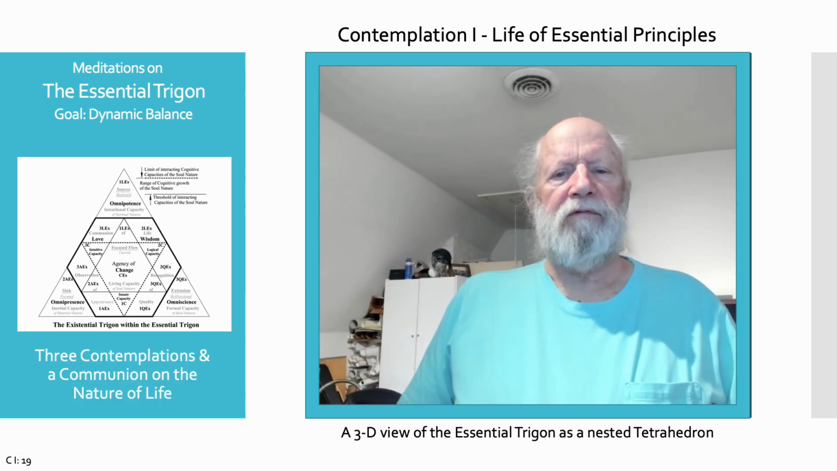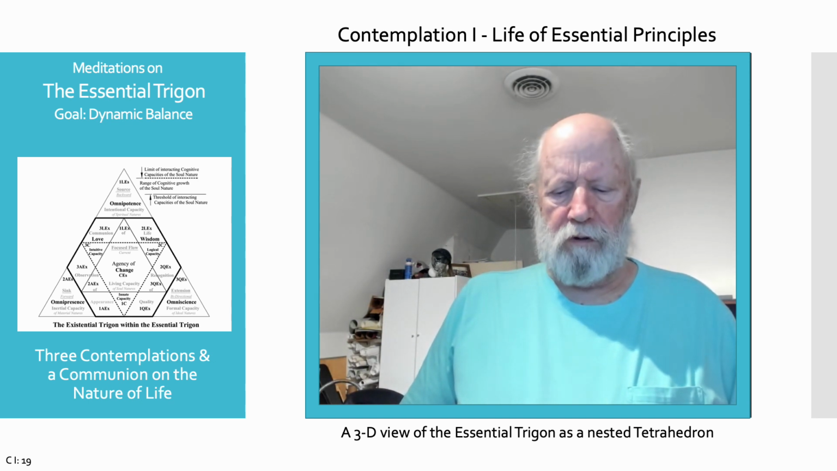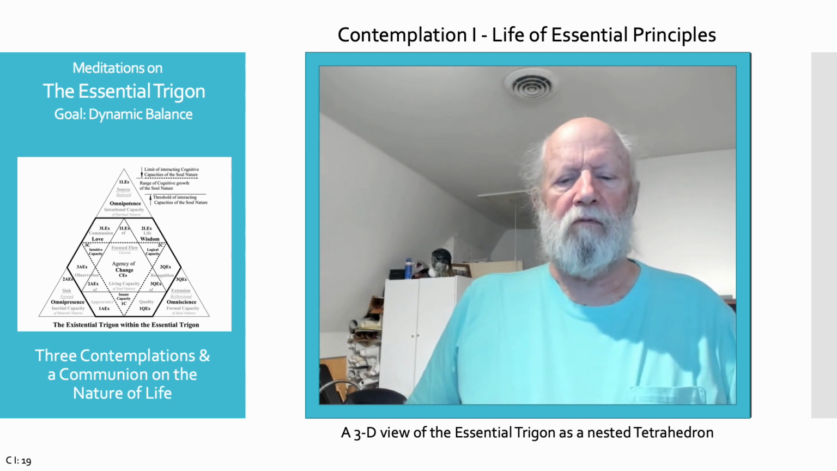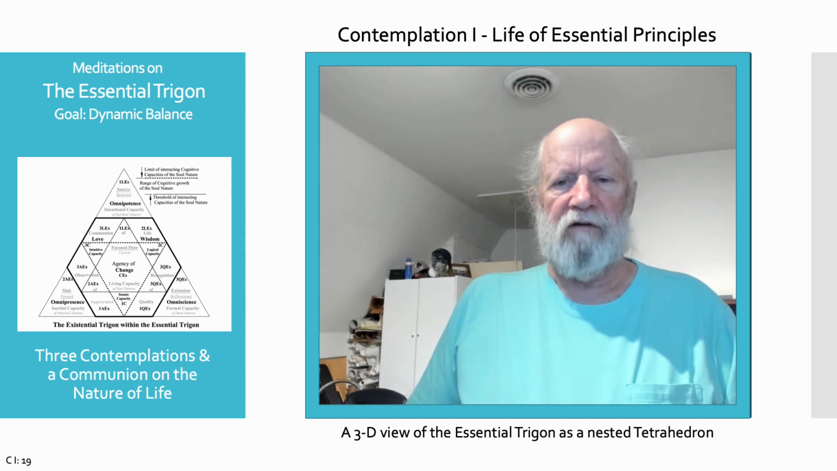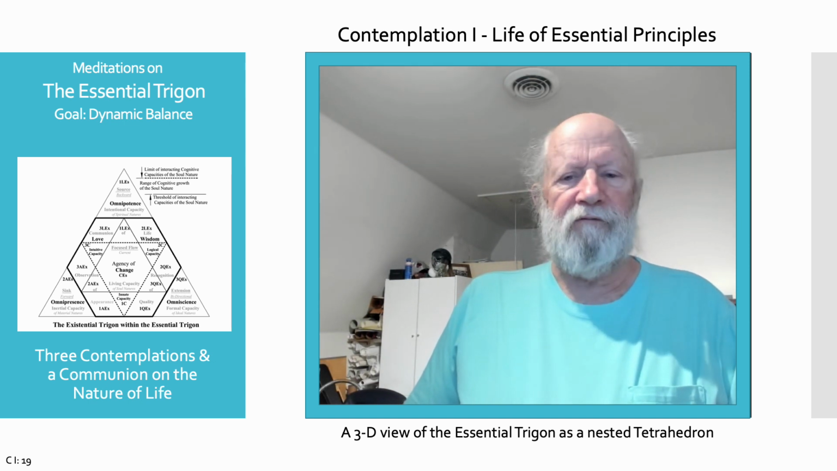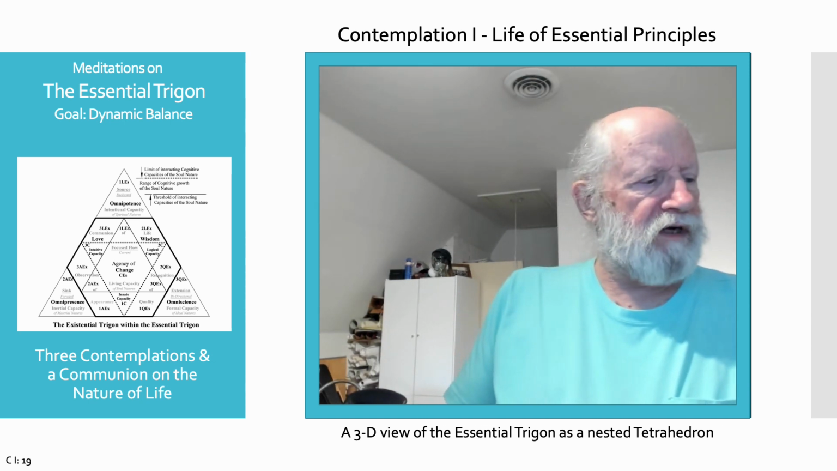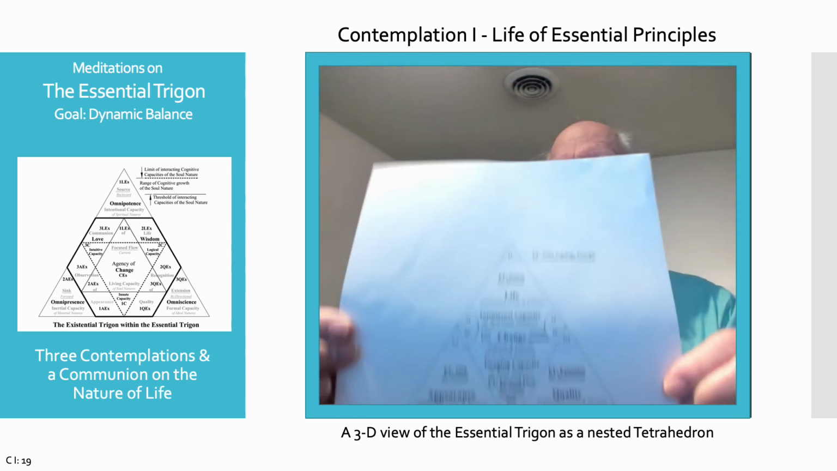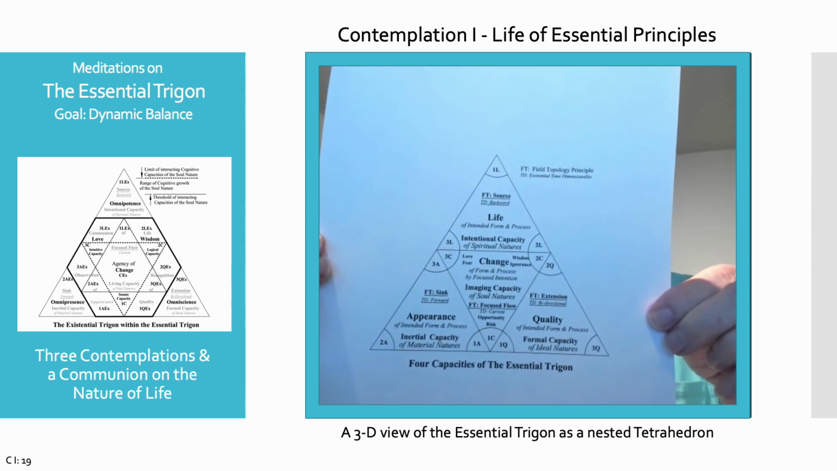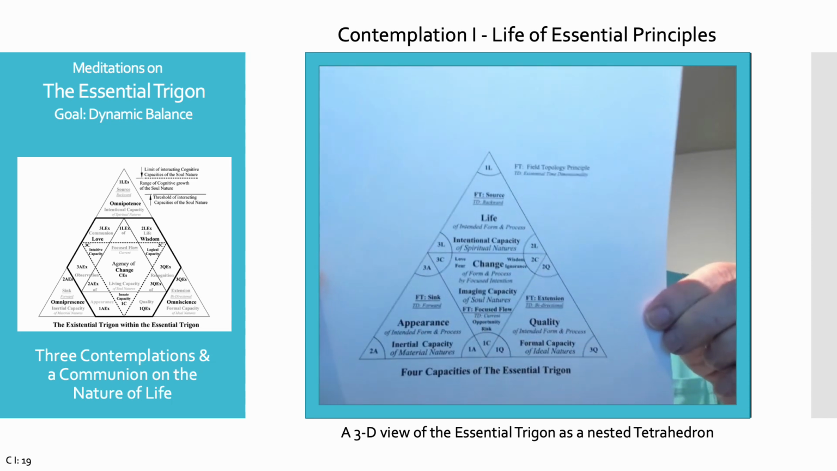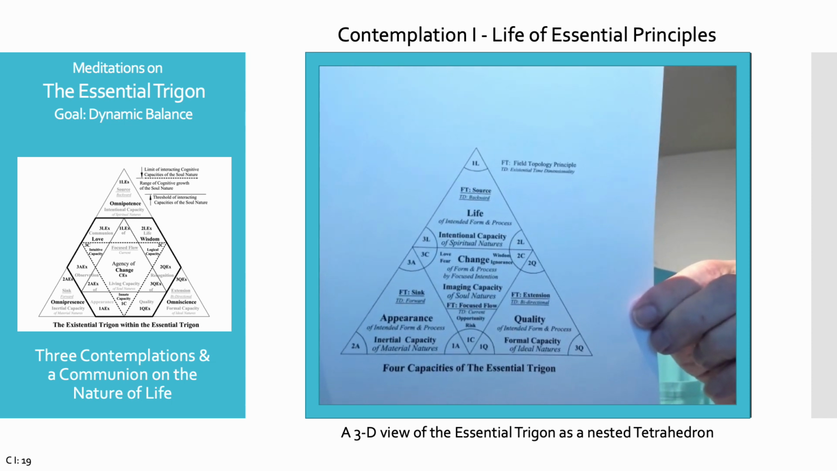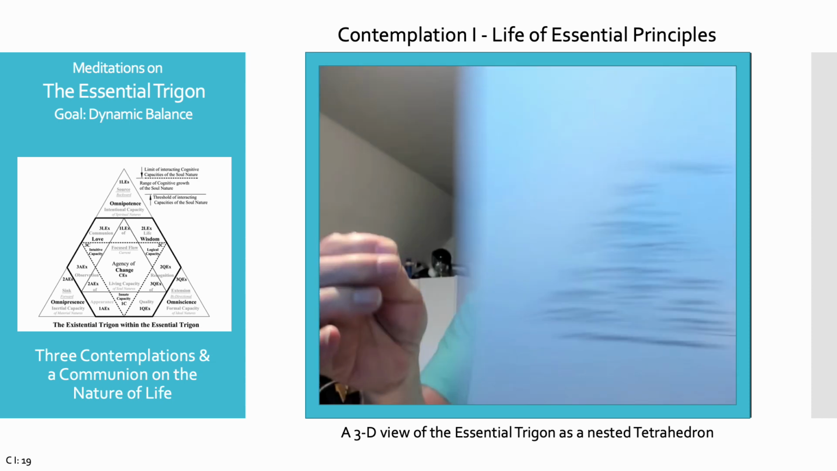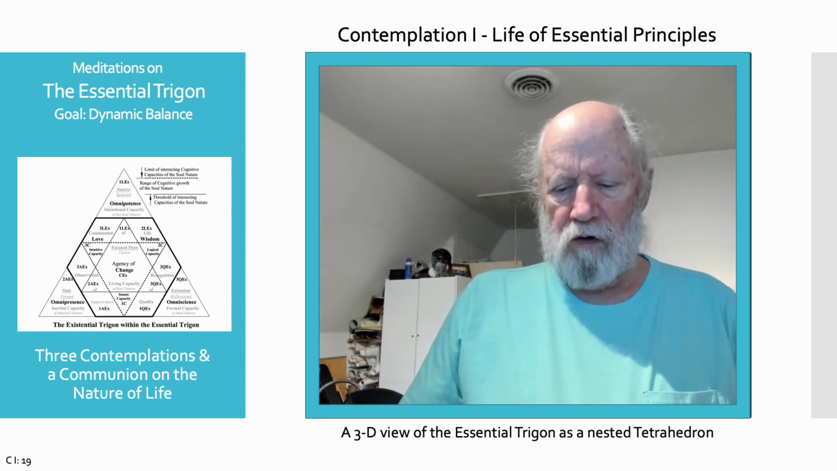Okay, next we'll take a little different perspective on this from the concept of the essential tetrahedron, which is essentially just a matter of folding these 4 forms, which we've designated here, with life, appearance, quality, and the imaging capacity as agency of change in the middle. And with some cutting and pasting, we get the following.